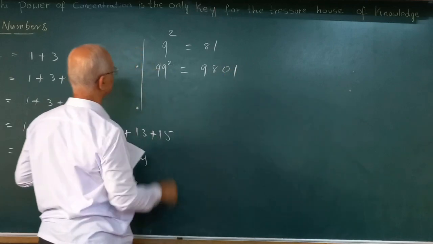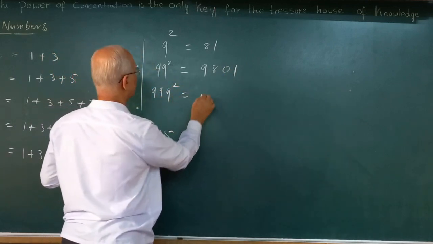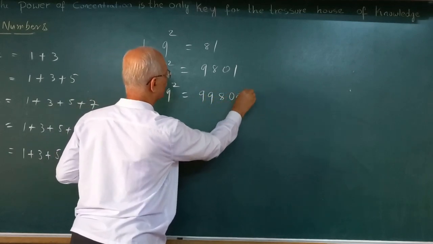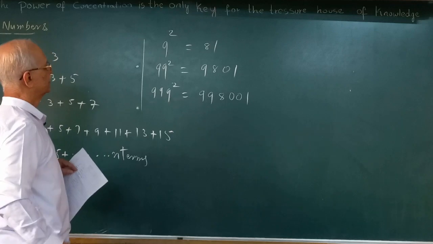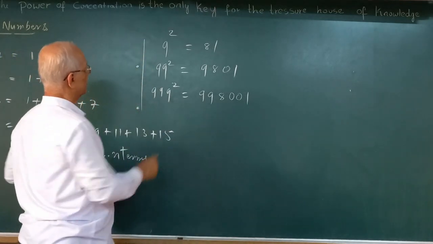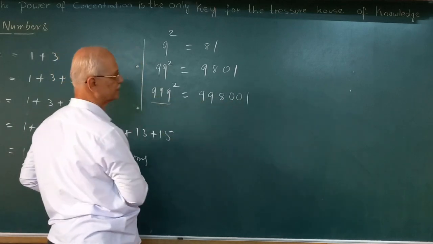9801. 999 squared will be 998001. See the arrangement of numbers here. You see there are 3 nines here. There will be 2 nines and 2 zeros.